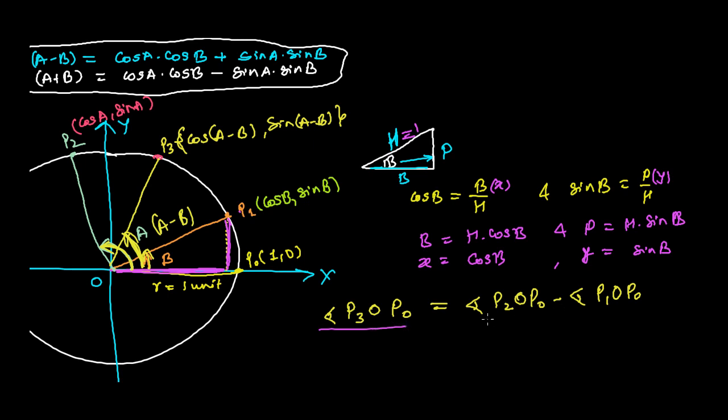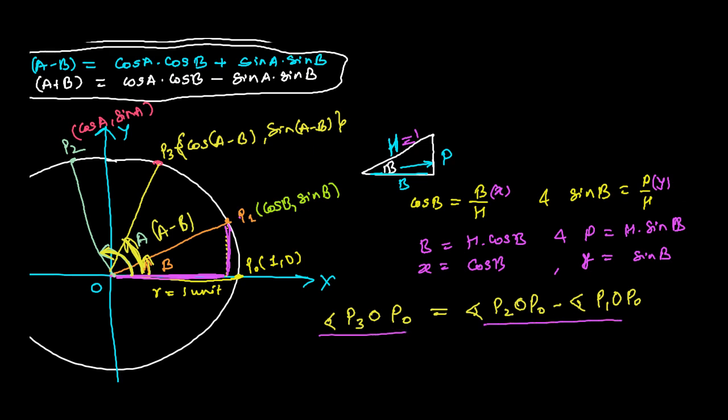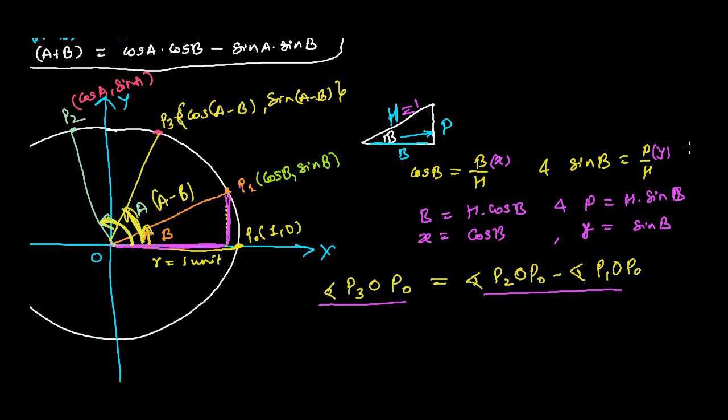This angle and this angle are equal, so the chords subtended by these two angles will also be equal. We had already learned these things in geometry. If the central angles made by two chords are equal, then the chords are also equal, and if chords are equal, then central angles are equal. So here angles are equal, so we can say the corresponding chords are also equal.